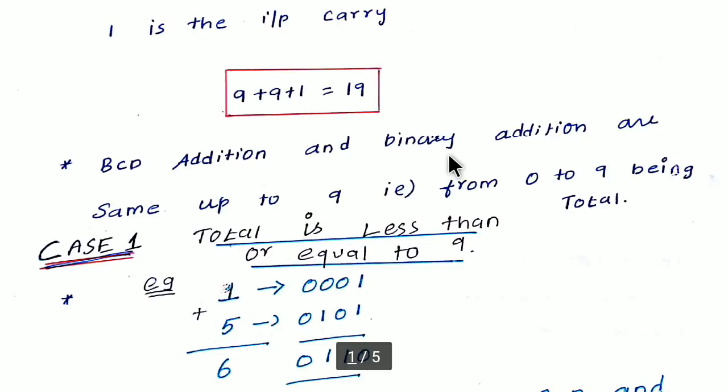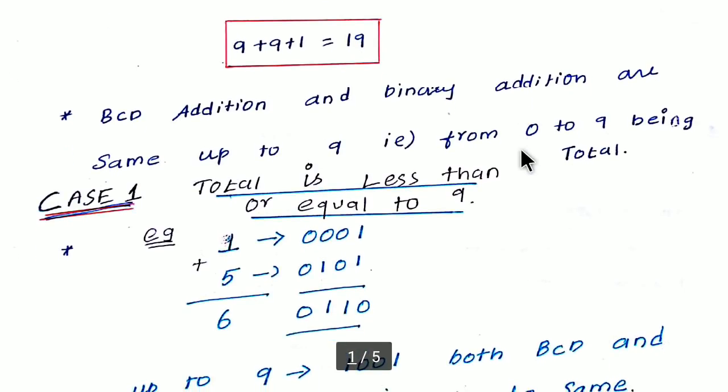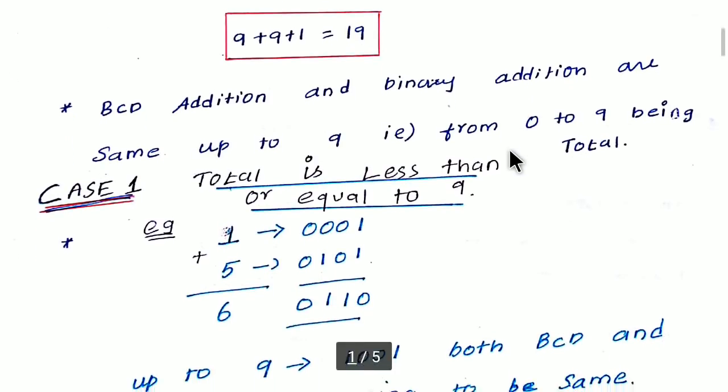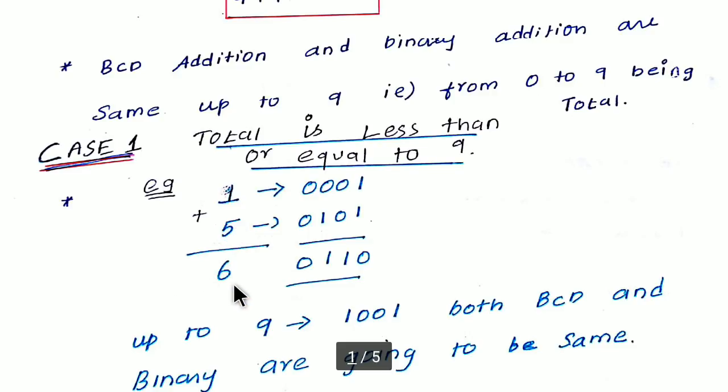Now we should understand the difference between a BCD adder and a binary adder. This takes two cases. Case number 1 is if the total of the addition is less than or equal to 9. In that case the BCD value and binary value are both the same. There is no change up to 9.